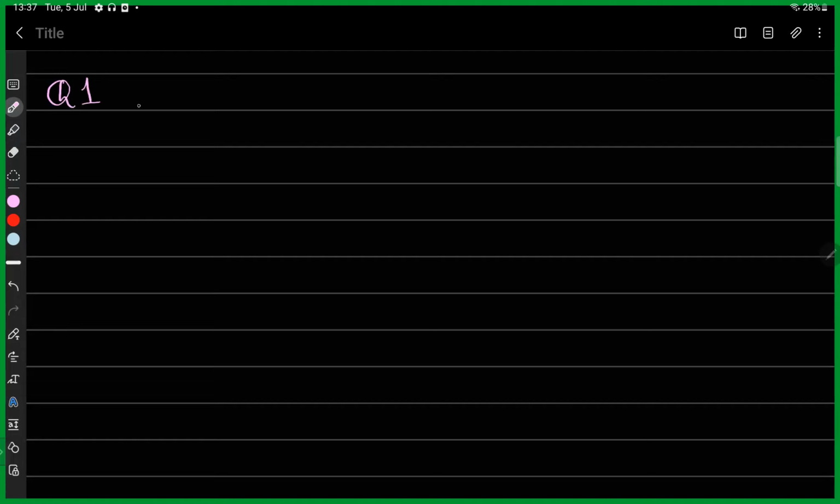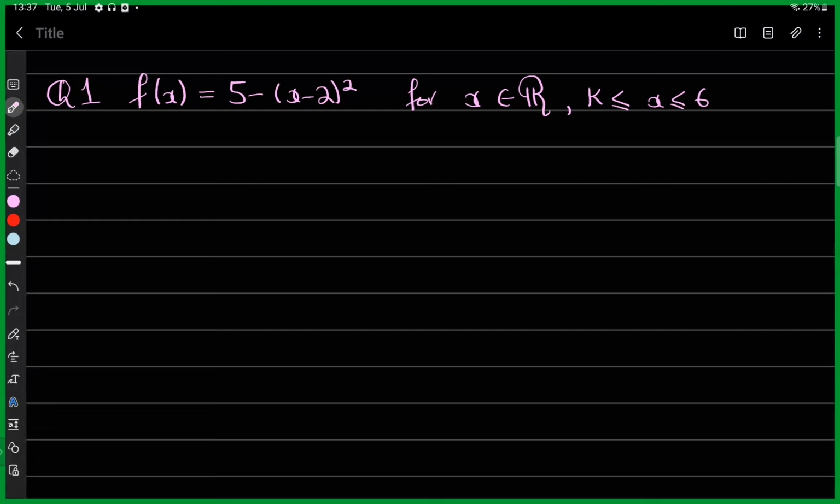So we had a function f of x, and it was defined as 5 minus (x minus 2) whole squared, for x belonging to the set of real numbers. And then we had a specific interval for x. It was between k and 6. This was the question, and then we were asked to find the smallest value of k for which f has an inverse. Now I'll just give you a quick summary or a quick recap of what we discussed.